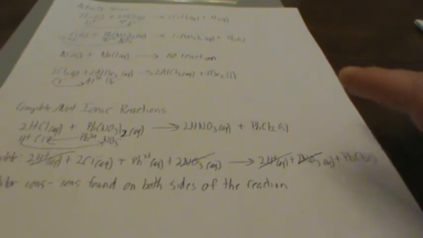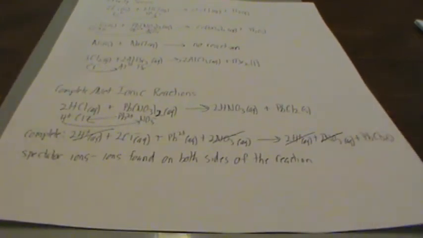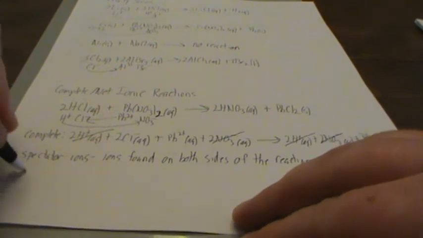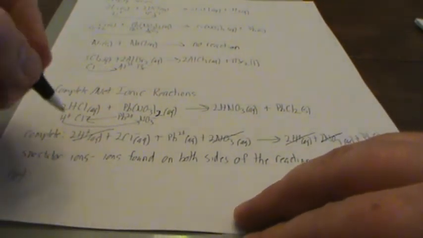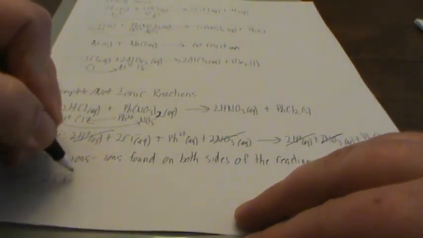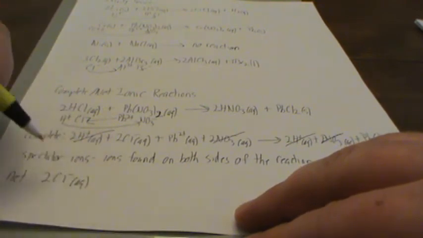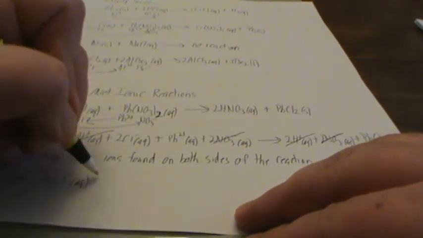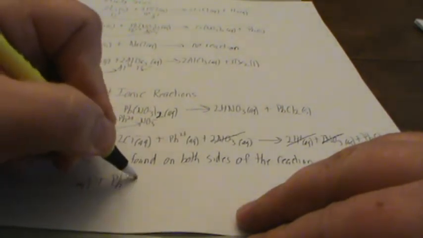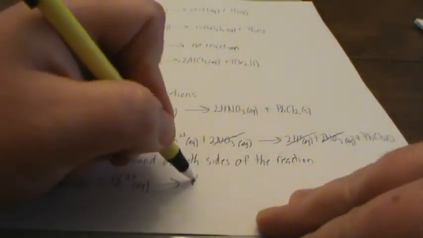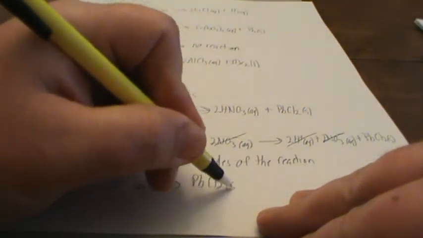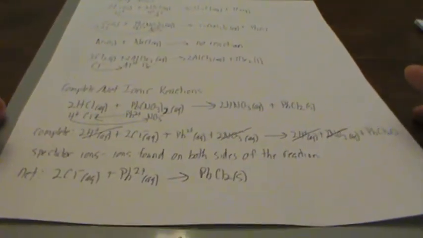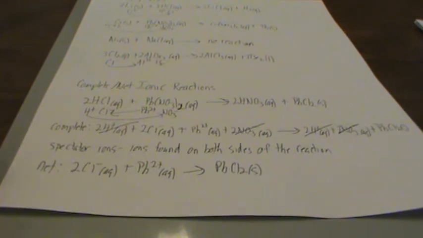And once we get done crossing out all of our spectator ions, anything left over is actually doing something in the reaction. So we write that down for the net ionic equation. So our net ionic equation for this one, we have 2 chlorine ions plus 2 lead ions yields 2 PbCl2. So it's just a way of showing what is actually doing something within the reaction.